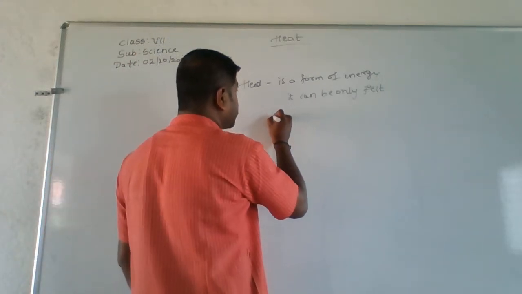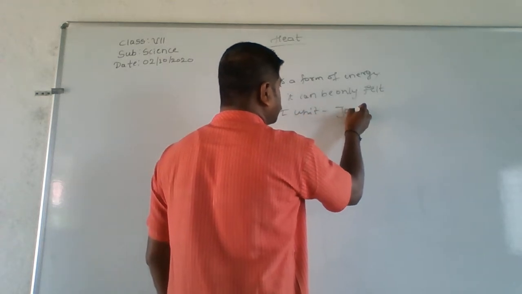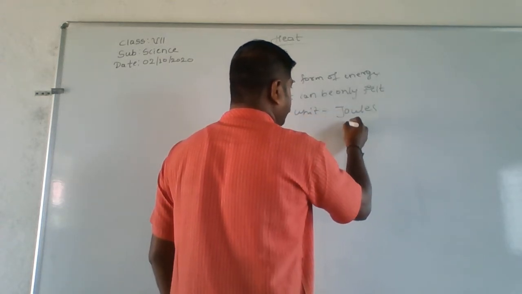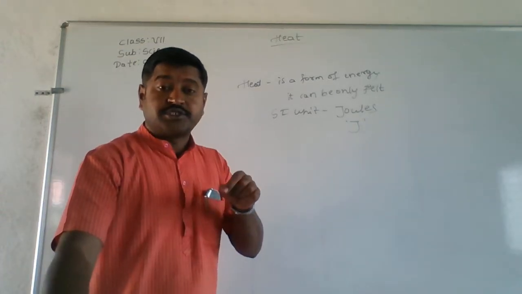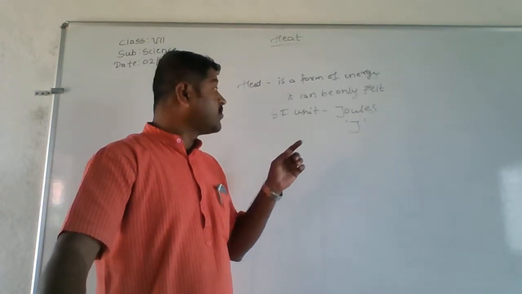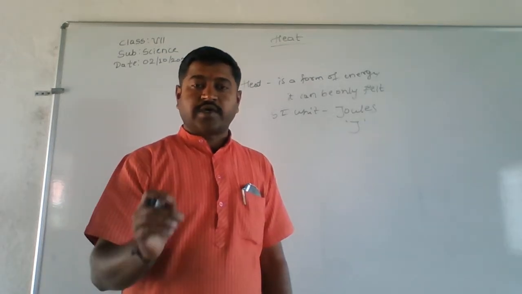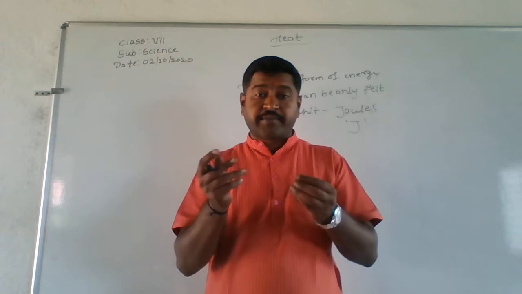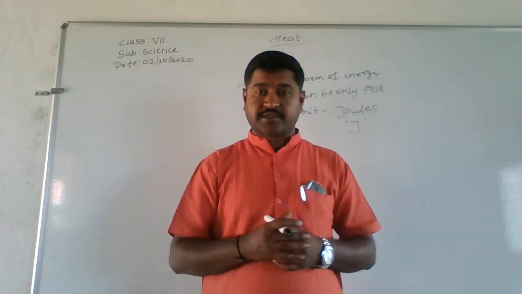Then this heat is measured in terms of joules. So capital J, that is the unit, that is joules. So heat we measure in joules. So here what we are doing, we are comparing an object with another object.